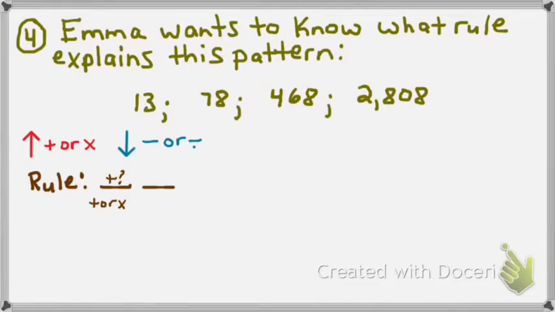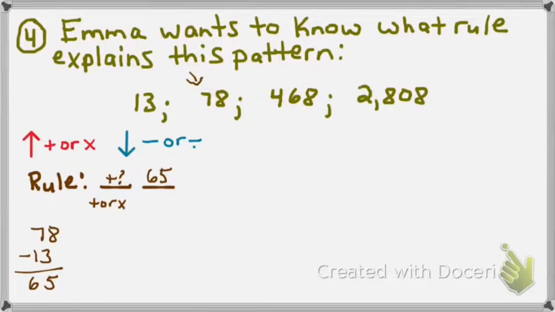For the second part of the blank, if it's addition or subtraction, I take 2 numbers that are side by side. I subtract larger minus smaller. So I'm going to subtract my 78 minus my number in front of it, which is the 13. 8 take away 3 is 5. 7 take away 1 is 6. So I believe that my rule may be plus 65.